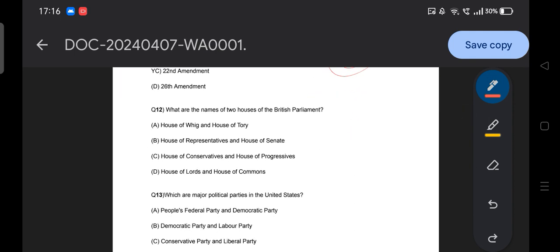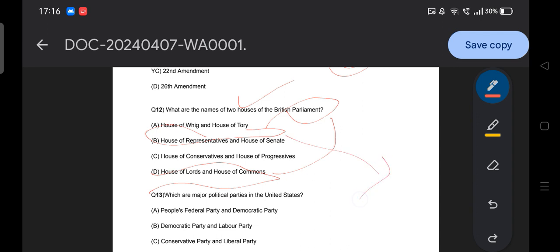Moving to the next, what are the names of the two houses of the British Parliament? Options: A, House of White and House of Troy; House of Representatives and House of Senate; House of Conservative and House of Progressive; and House of Lords and House of Commons. It's a very easy question. This is for Britain and this is for the USA.